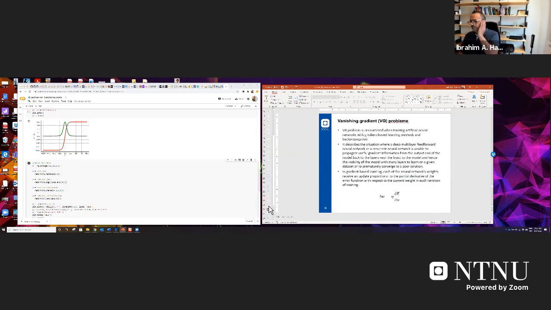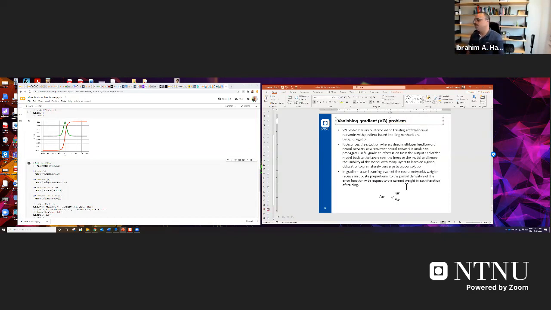So the vanishing gradient problem: we have this problem when training artificial neural networks with gradient-based learning methods and backpropagation. It describes a situation where a deep multi-layer feed-forward neural network or recurrent neural network is unable to propagate useful gradient information from the output end of the model to the layers near the input. Hence, the inability of the model with many layers to learn on a given data set, or it prematurely converges to a poor solution. So this vanishing gradient is a very dangerous problem, in fact.